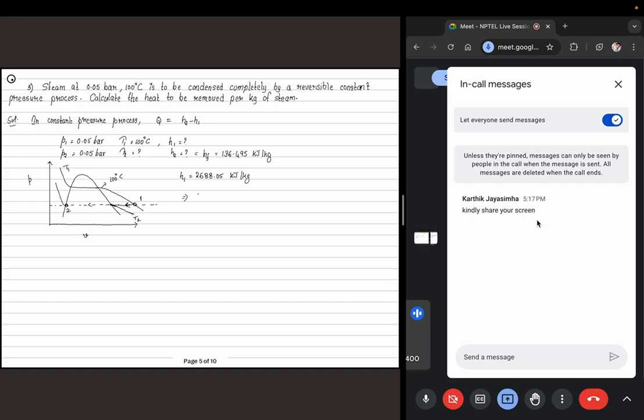So now I have H1 and H2. I can directly calculate Q. Just as expected, this value is negative because heat is removed from the system.